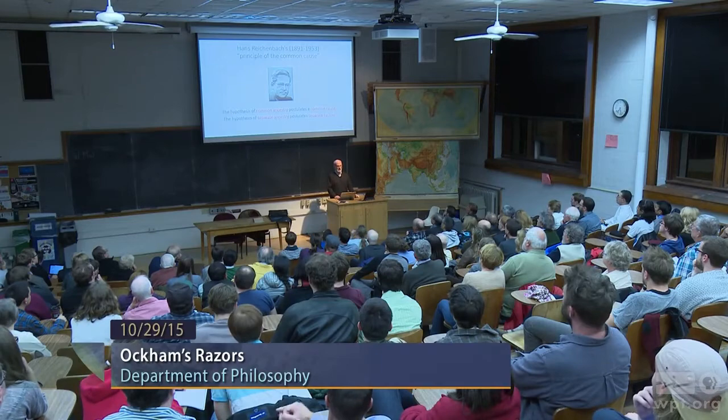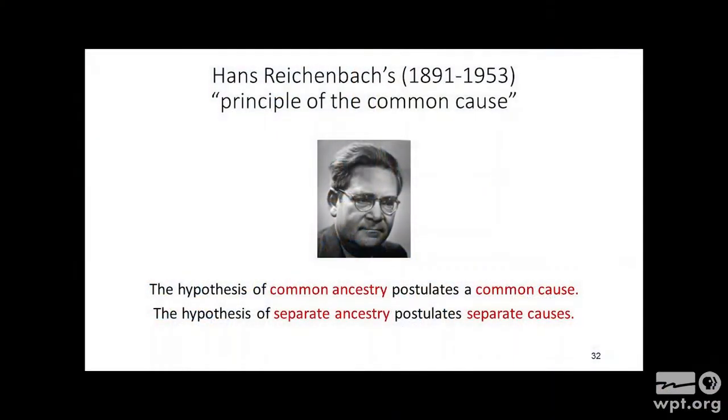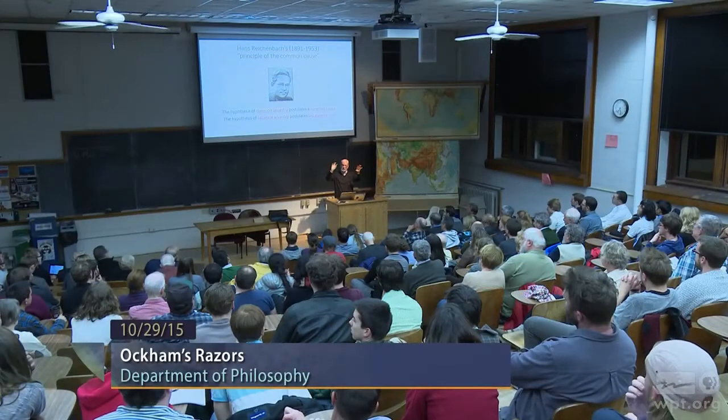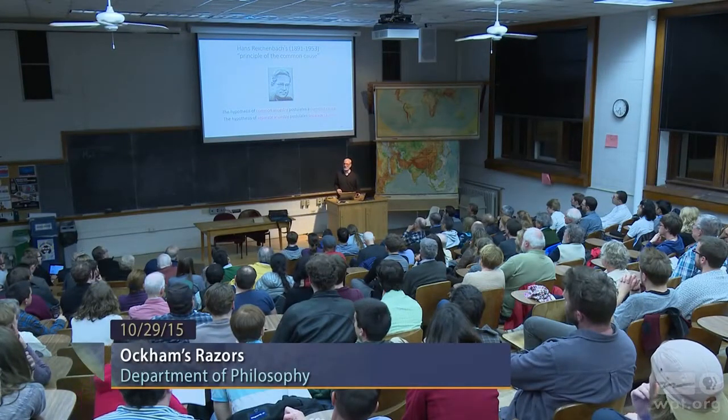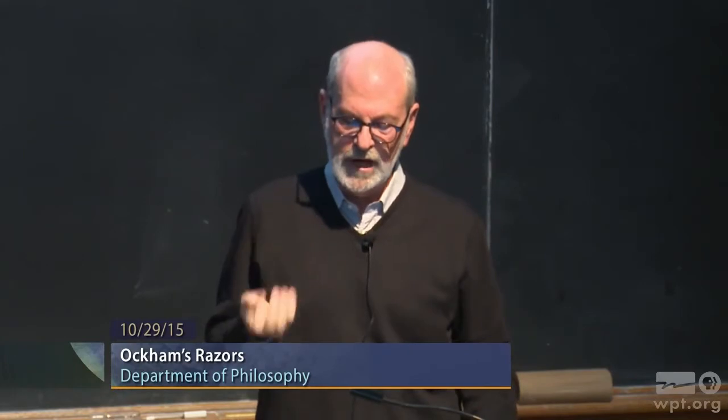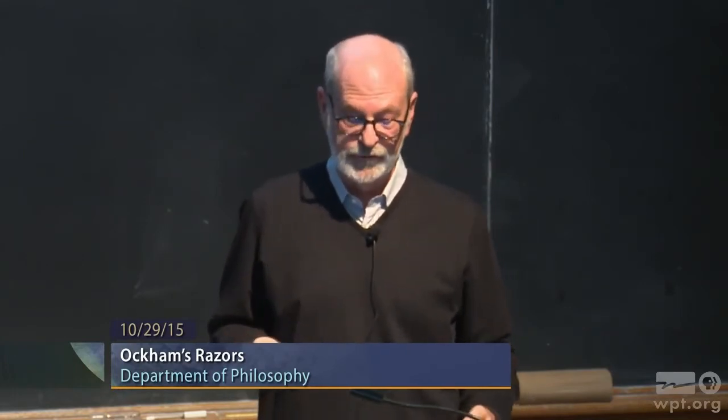Well, one of my heroes in philosophy, Hans Reichenbach, created this principle called the principle of the common cause. He didn't talk about common ancestry, but we can adapt what he's doing to the issue of common ancestry and separate ancestry. Because after all, when you say that human beings and monkeys have a common ancestor, you're talking about some organism who's a common cause of the characteristics that human beings and monkeys have. And similarly for the hypothesis of separate ancestry being a hypothesis of separate causes.